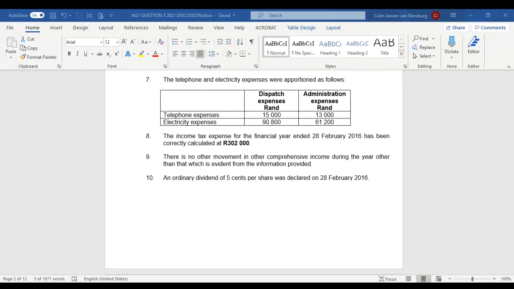Yes, I think it is 200. Is it? No, no, it can't be 250. Let me just double check. 500,000 times 0.05. 25,000, right? So it's 25,000 rands.